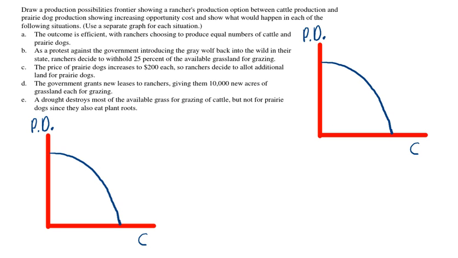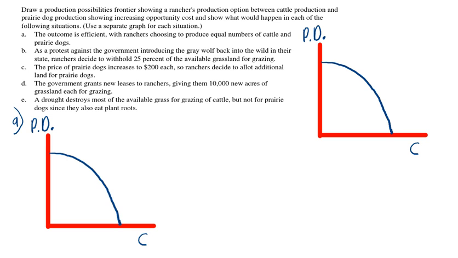All right, and stop me if I'm going too fast or if you're not understanding, because this is the day we're dedicating to this type of problem. So it's on you to make sure you ask if you have questions. Okay. All right, so I have to be on the curve because it says the outcome is efficient, and I have to produce equal number of cattle and prairie dogs. I don't want to be up here because that's mostly prairie dog and almost no cattle. I don't want to be down here because that's mostly cattle and almost no prairie dogs.